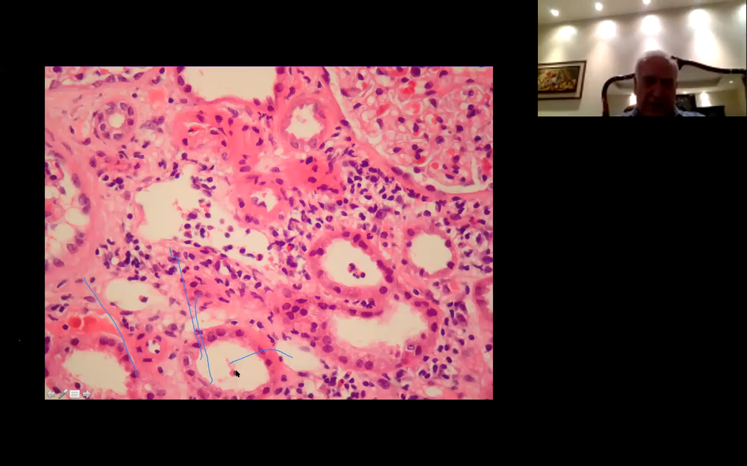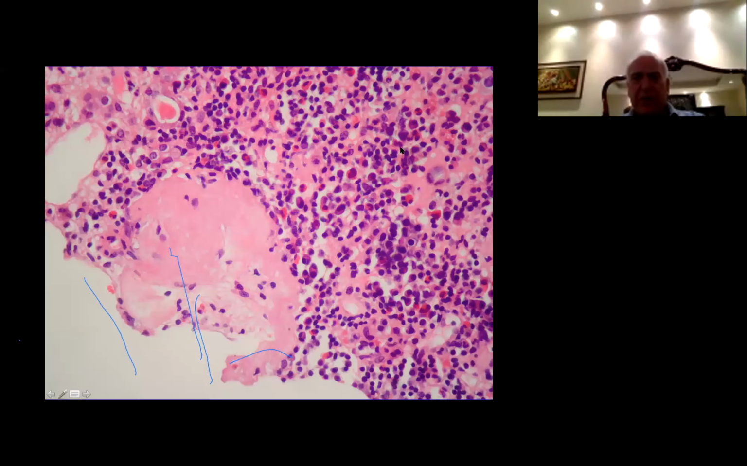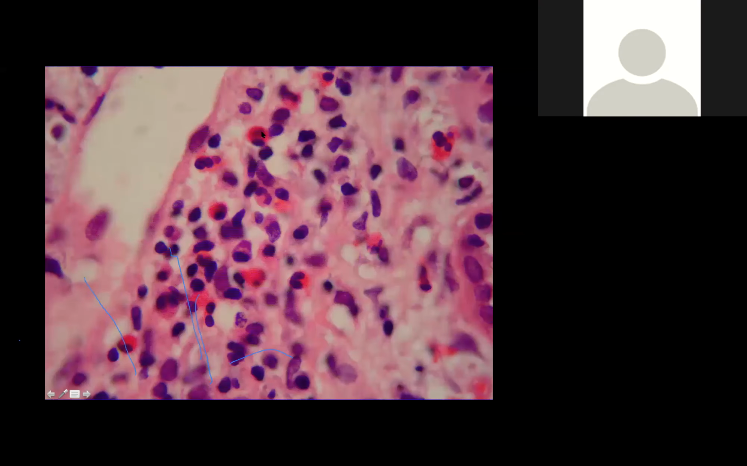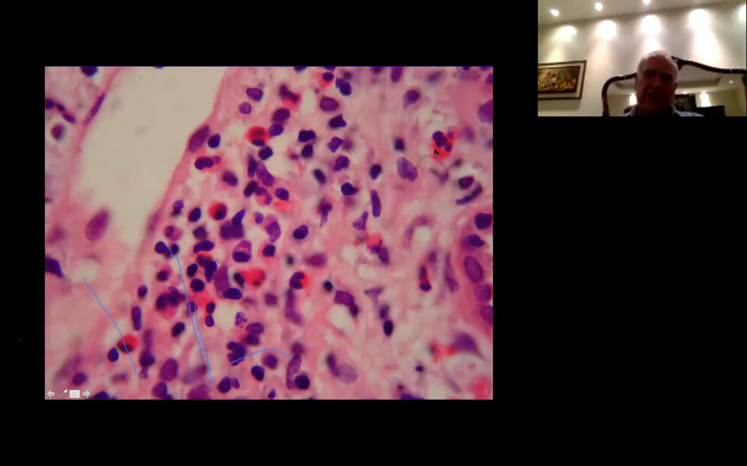Look at this. See this area, sclerosed glomerulus, and all this severe mononuclear cell infiltrate with abundant eosinophils. Under higher power, it's an allergic one, sir. See how beautiful looking these eosinophils are here.